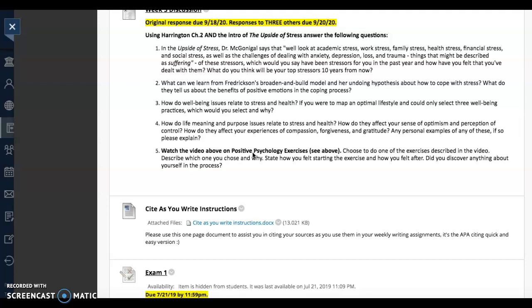How does life meaning and purpose affect your sense of optimism and perception of control? How much control you perceive you have in life, and how might they affect your experiences of compassion, forgiveness, and gratitude? Those are some heavy hitters. Compassion, forgiveness, and gratitude. Do you have any personal examples of these? If so, explain. Maybe you have some examples of optimism or pessimism and how those have affected your experiences with any of these variables.